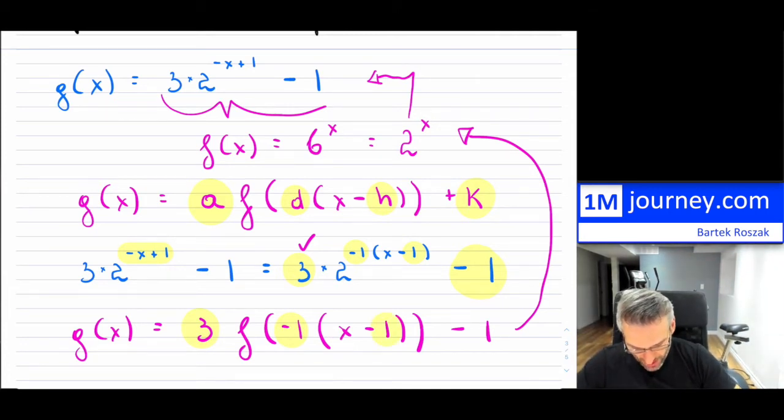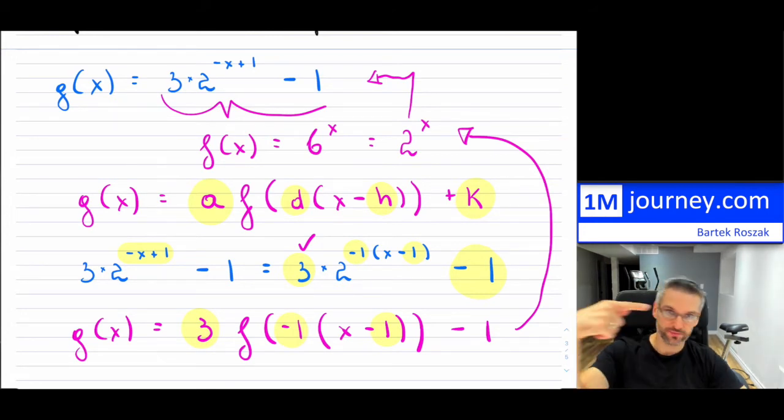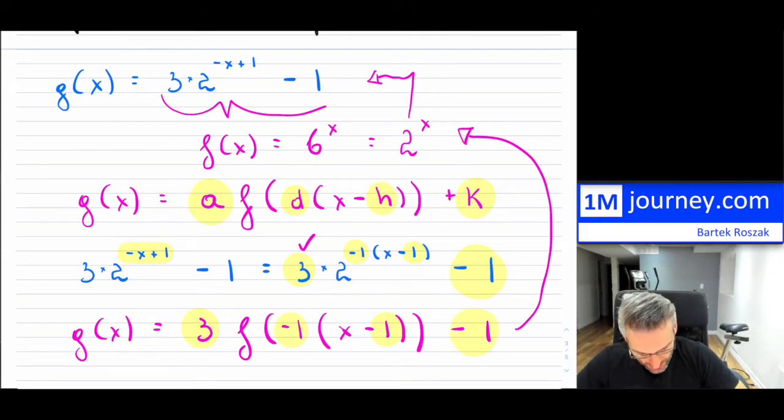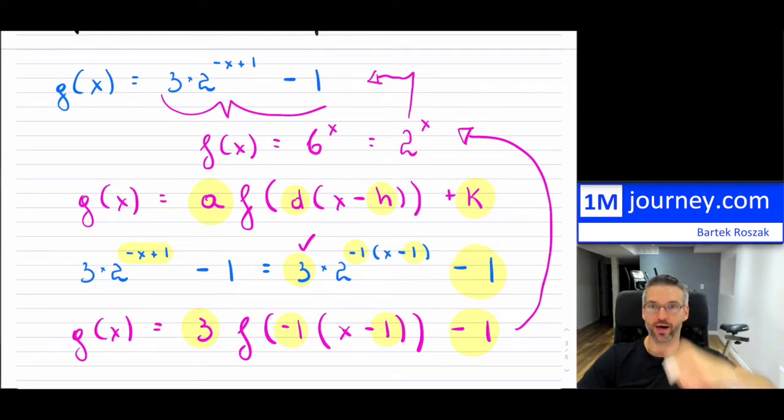Our h tells us that our parent function is going to move one spot over in that direction, and then this, which is our k, is going to shift it down 1, which means our asymptote is also going to change around here as well.